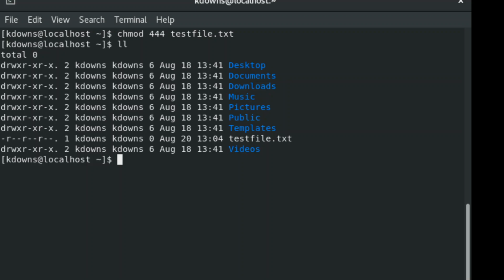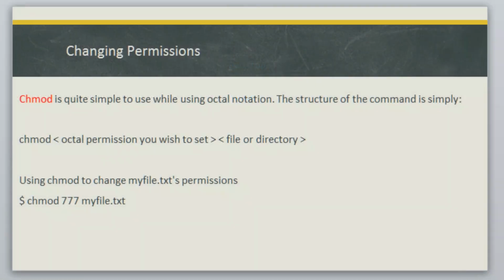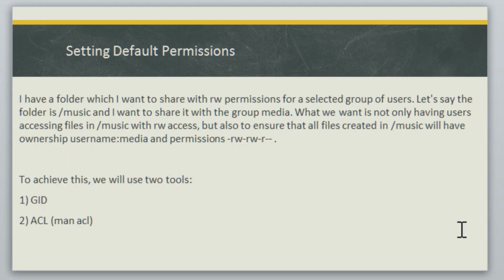Let's head back to our PowerPoint. So how do we set default permissions? I have a folder which I want to share with read-write permissions for a selected group of users. Let's say the folder is /music, and I want to share it with the group media. What we want to do is not only have users accessing files in music with read-write access, but also ensure that all files created in music will have ownership user, group media, and permissions read-write, and read.